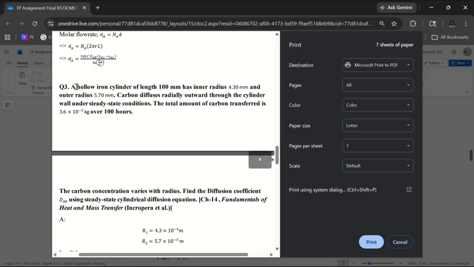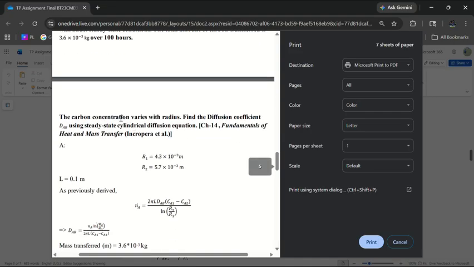Moving on to the numerical. A hollow iron cylinder of length 100 mm has inner radius 4.3 mm and outer radius 5.7 mm. Carbon diffuses radially outward through the cylinder wall under steady state conditions. The total amount of carbon transferred is 3.6 into 10 power minus 3 kg over 100 hours. Carbon concentration varies with radius. Find the diffusion coefficient DAB using the steady state cylindrical diffusion equation.